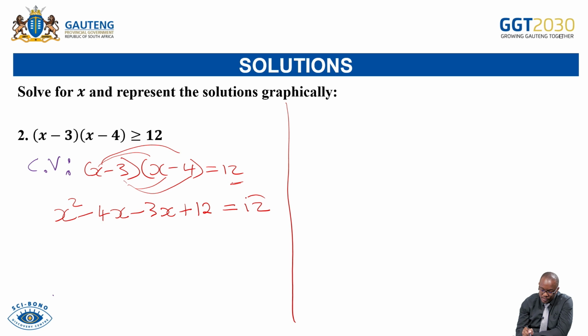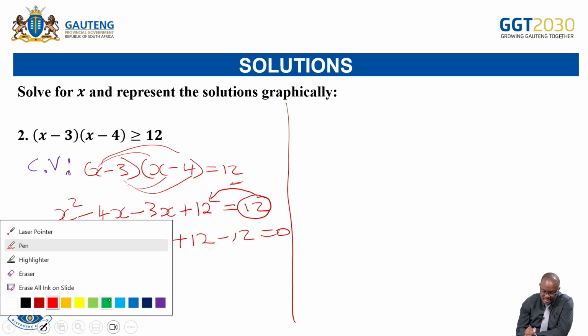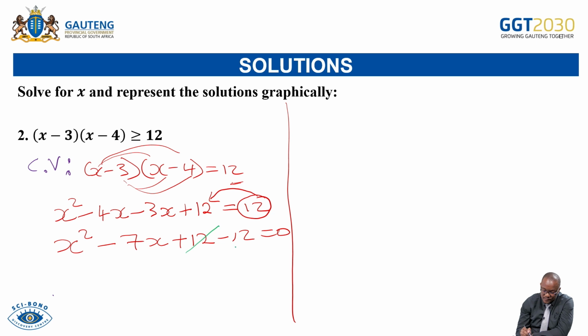Then you transpose this 12 to the left hand side. We have x squared minus 7x plus 12 minus 12 is equal to 0. Then we add the like terms. Positive 12 and negative 12 take each other out. Then we have x squared minus 7x is equal to 0.